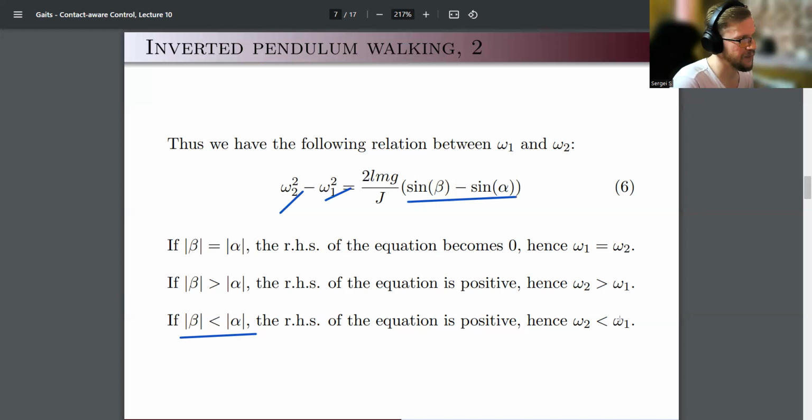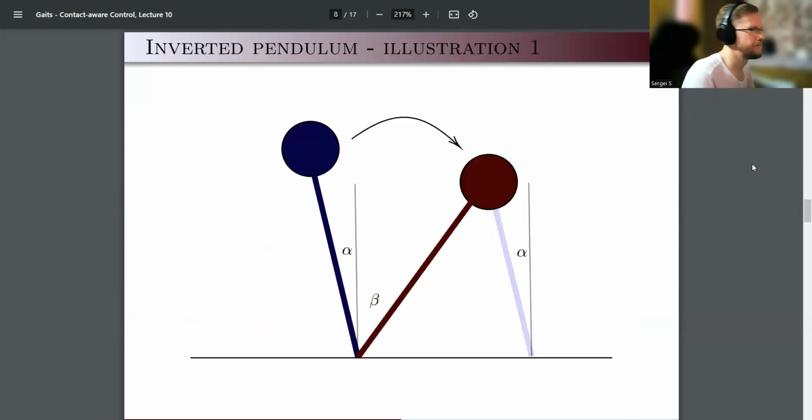All right. So if we want to increase angular velocity, we know the relation between the angle at the beginning and at the end that we want to have, right? Same if we want to decrease energy, we also know what to do, okay? So this relation comes straight from the conservation of energy. Right, now let's look at the illustration. Hopefully the next slide is the illustration. Yes, okay.